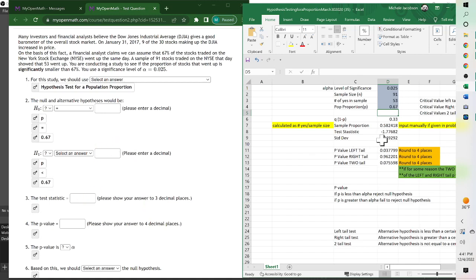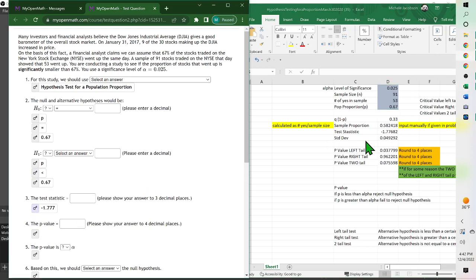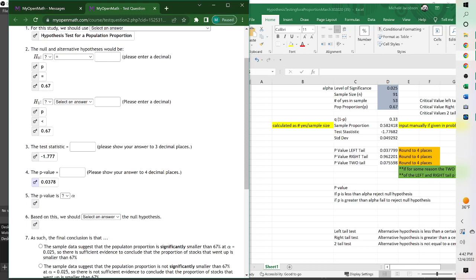Test statistic is right here, the negative 1.777, right there. And then the p-value comes here. Because this is less than, it's a left tail, 0.0377. Well, they're saying 0.0378. Then we want to check the p-value against alpha. Well, the p-value is 0.037.